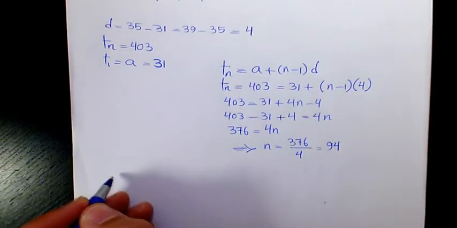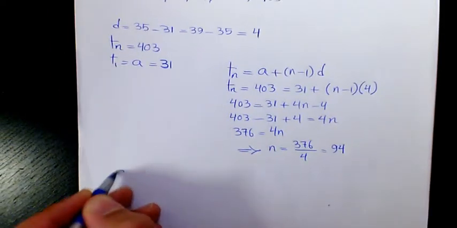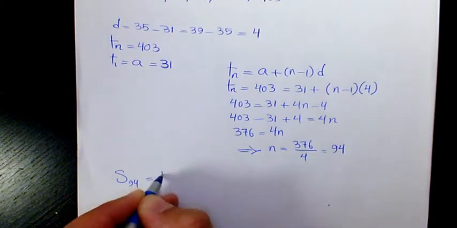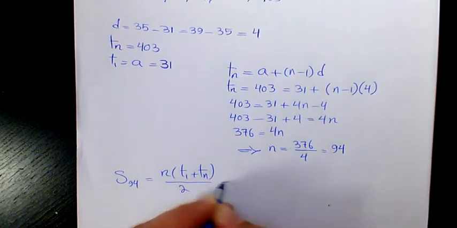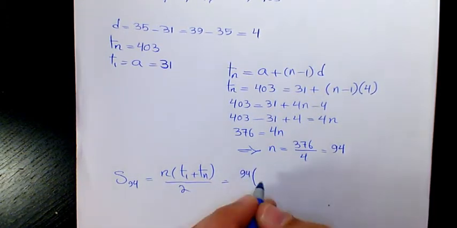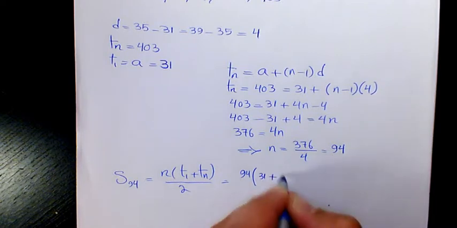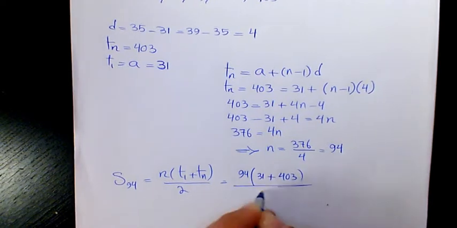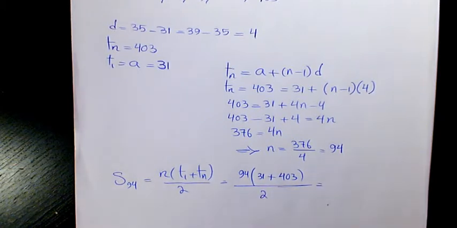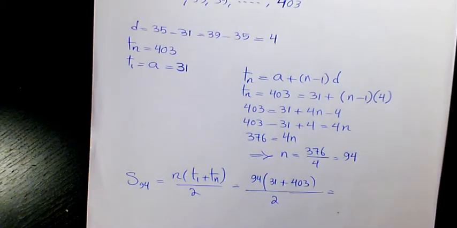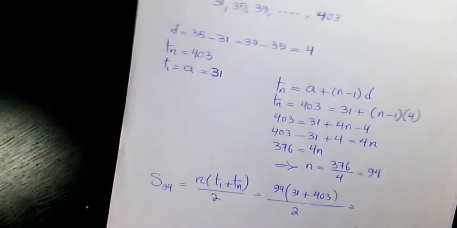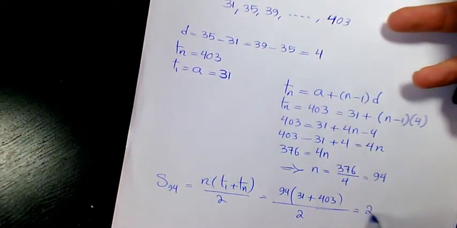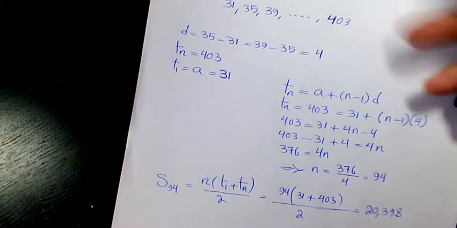So we need to find Sn. In this case, S94. The formula is n times (T1 plus Tn) divided by 2. So 94 times (31 plus 403) divided by 2. So that's going to be 20,398.